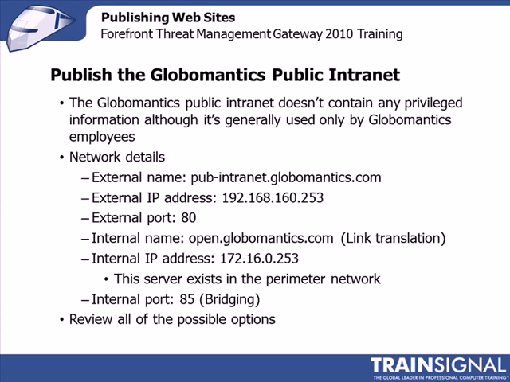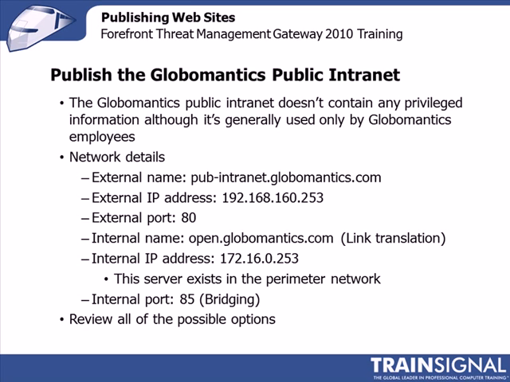Here are the details. This is going to be accessed externally by using the DNS name pub-intranet.globalmantics.com with an external IP address of 192.168.160.253. The external port is port 80. The internal name is open.globalmantics.com. We're going to use what's called link translation so that anything that has a resource link published on open.globalmantics.com can link best as pub-intranet.globalmantics.com from the outside world. And I'll show you that when we get into the lesson.